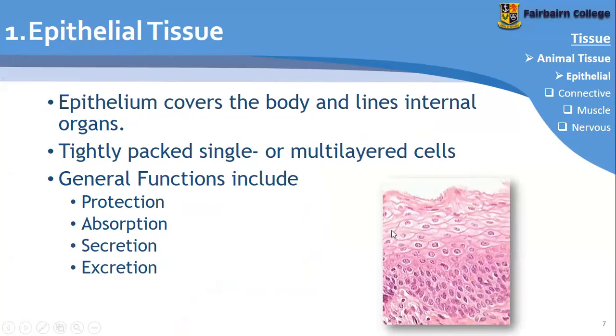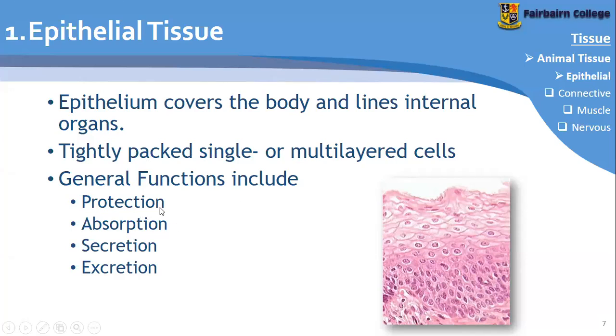So this picture over here is an example of multi-layered epithelial tissue, and we call that stratified epithelial. But you don't have to worry about that. It's just sometimes you'll see, maybe in a test, we refer to stratified epithelial. It's just so that you know that it's multi-layered, but it's not something that we really test. But just know that it can be single or multi-layered.